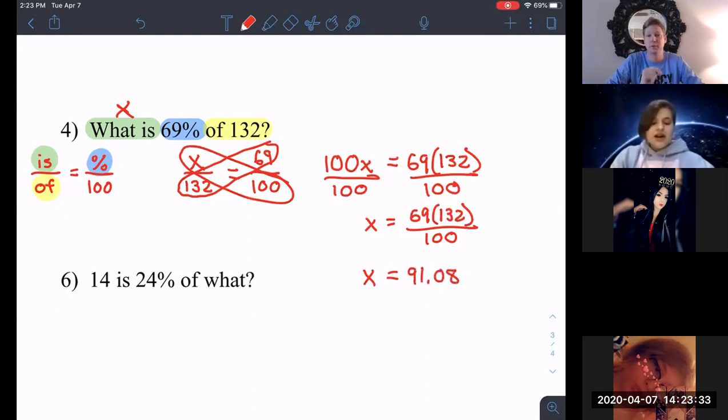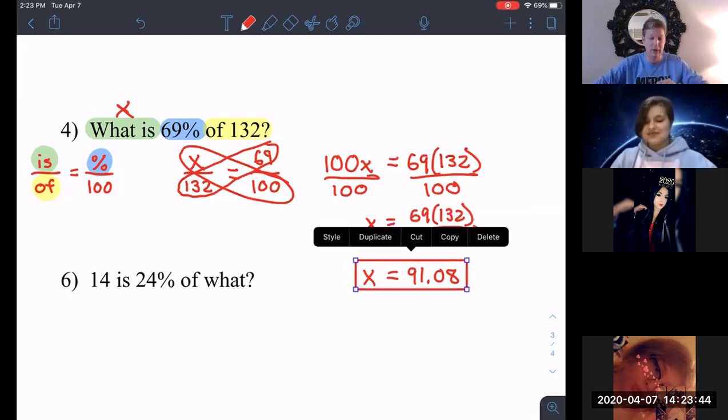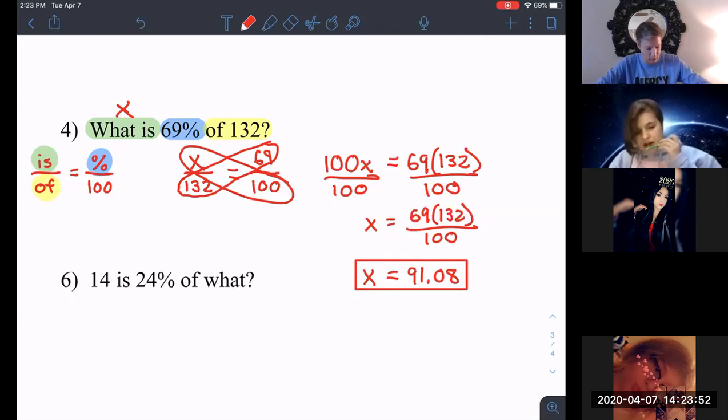Okay, do we need a percent sign on this answer? No, we do not, because we're not finding a percentage. If the question asks what percent, then you know you're finding a percent, so you need that percent sign. But with this one, no, that is our answer. It should be 91.08. And really, bottom line is you want to think about it logically. Like, does that make sense? Okay, so we know 69% is that more than half or less than half?